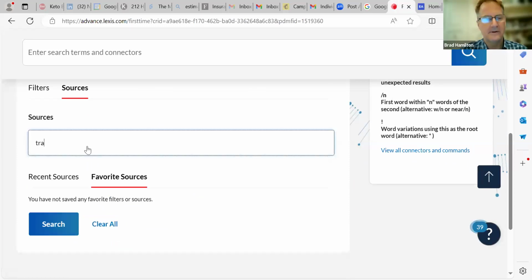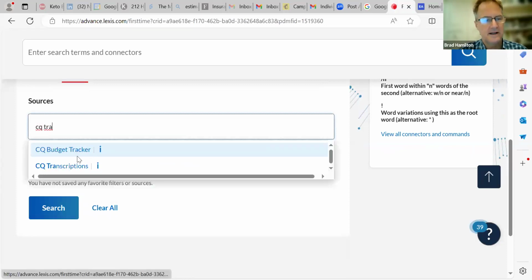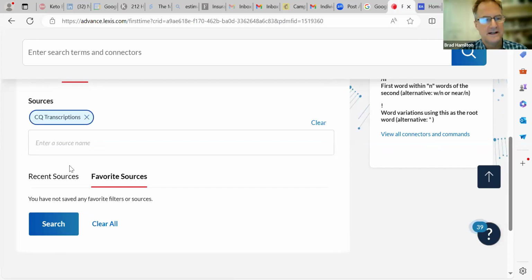So another one that I really like that's also transcripts is this one, CQ. See this one here, CQ transcriptions. CQ, by the way, when you select it, you'll see it pops out, right? You can see it goes from the search field to a selected one. And you can pile these things together. I mean, you can put 10 or 12 of them together if you want. That's a really great way to sort of customize your search.